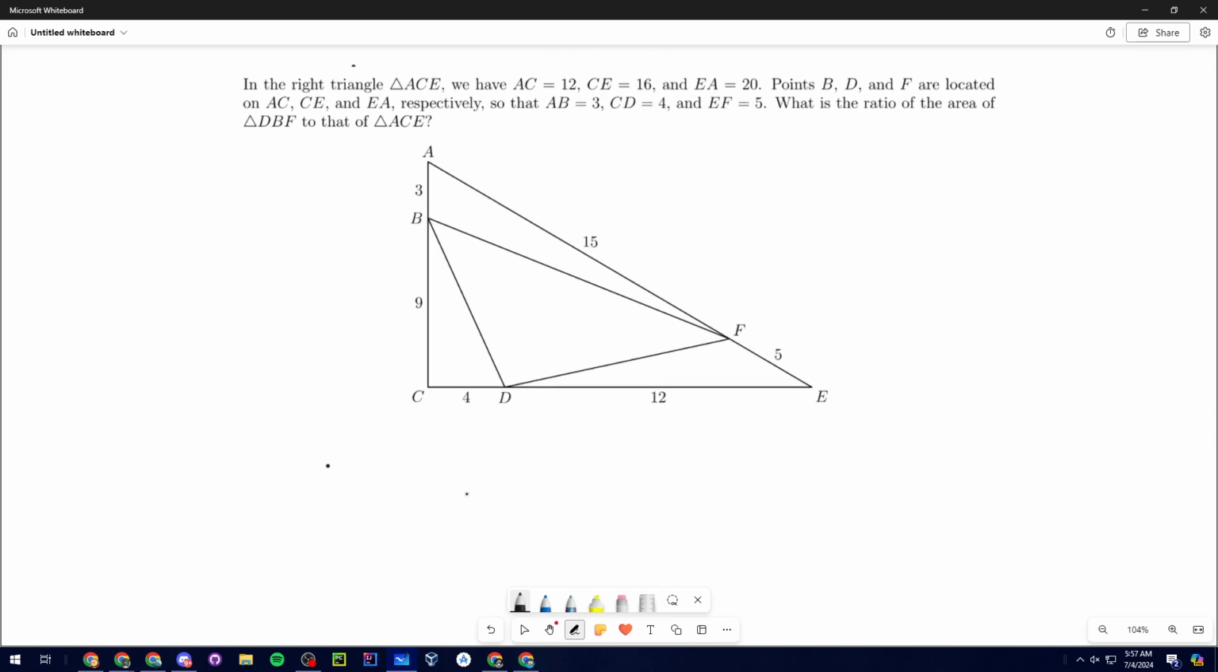So the whole point is you can use normal geometry concepts, but this is also a concept called coordinate bashing, where basically you take some hard geometry problem and throw it on a coordinate plane. Why? Because you have shoelace, you have distance formula, you have slopes, you have so many different tools on the coordinate plane that it becomes really trivial. So it's asking for the ratio of DBF over ACE.